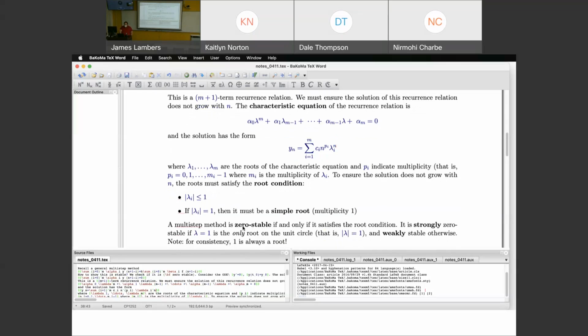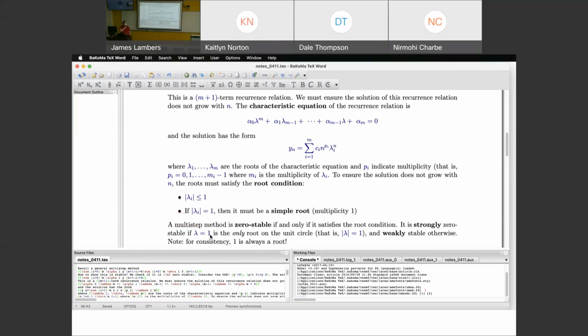Now there are two kinds of 0-stable: strong and weak. Strongly 0-stable if the only root that sits on the unit circle, the only root of absolute value 1, is 1. Otherwise, for example, if you have plus or minus 1 as roots, then we say it's weakly 0-stable.